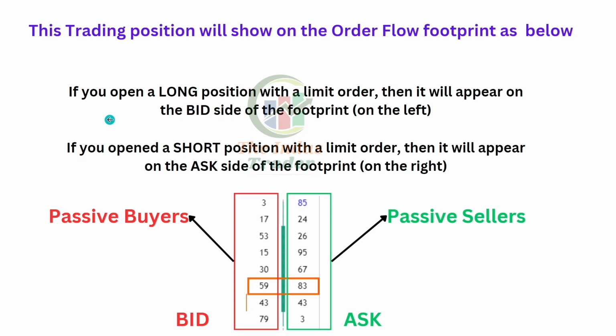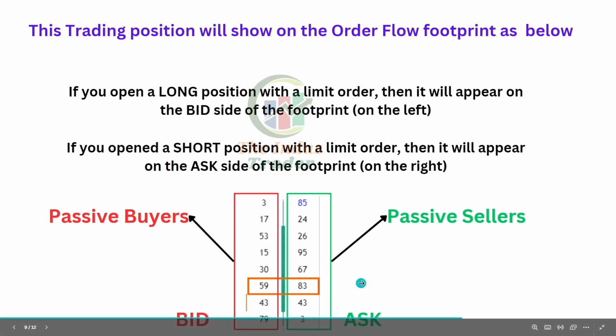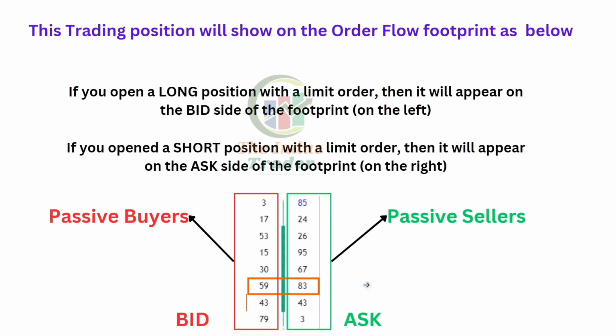Now if you open a long position with a limit order, it will appear on the bid side of the footprint, on the left. If you see, this is the bid side and this is the ask side, you can clearly see below: bid is on the left side and ask is on the right side. If you place a long position with a limit order, that will appear on the bid side. If you are a passive seller, placing a limit order, and it is executed, then that will be shown on the ask side. Now if you opened a short position with a limit order, that will appear on the right side, on the ask side.